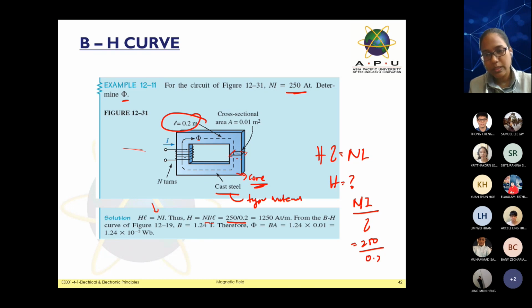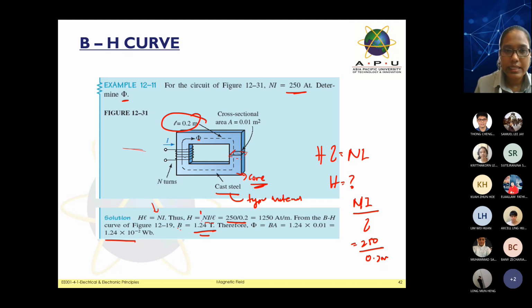So you just substitute 0.2 meter. Okay, then you can specify how much you get the value here. So once you calculate it, you can figure out the value of the flux here, how much. So they show you 1.24. So from there you can specify how much the value is for the next one.